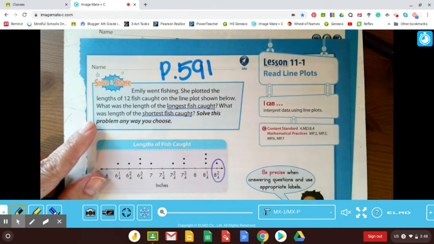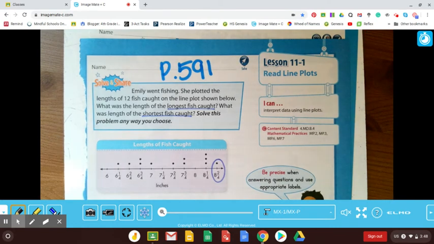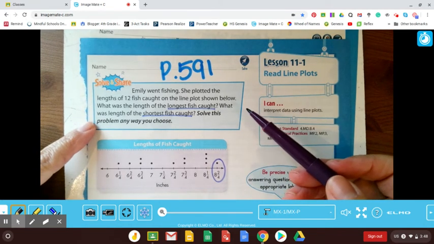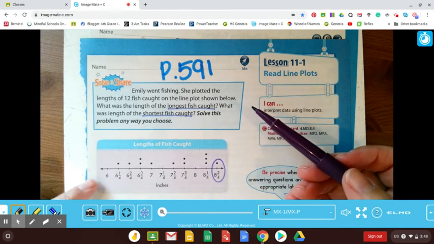Emily went fishing. She plotted the lengths of 12 fish caught on the line plot shown below. What was the length of the longest fish caught? And what was the length of the shortest fish caught? And we can solve this problem whatever way we want.